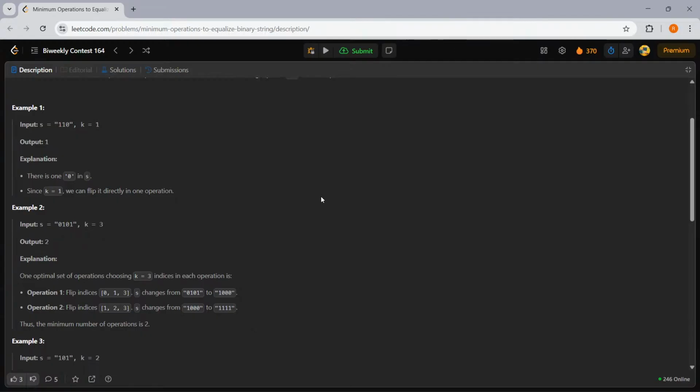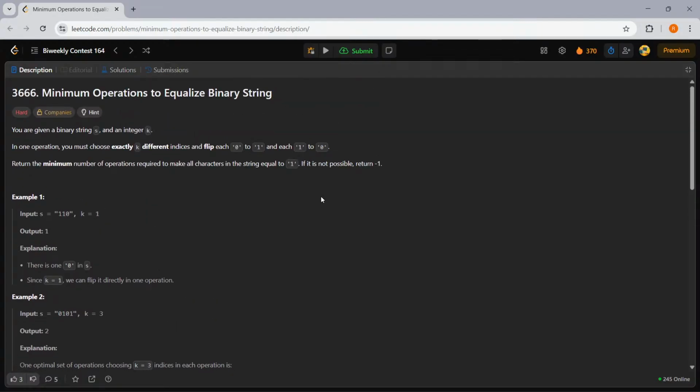So what are we going to do here? Anyone, guys? Anyone in the chat? How are we going to solve this question right now? Come on, guys, it's easy, not much difficult. We have to return the minimum number of operations to make all characters equal to 1. If it's not possible, we have to return -1.